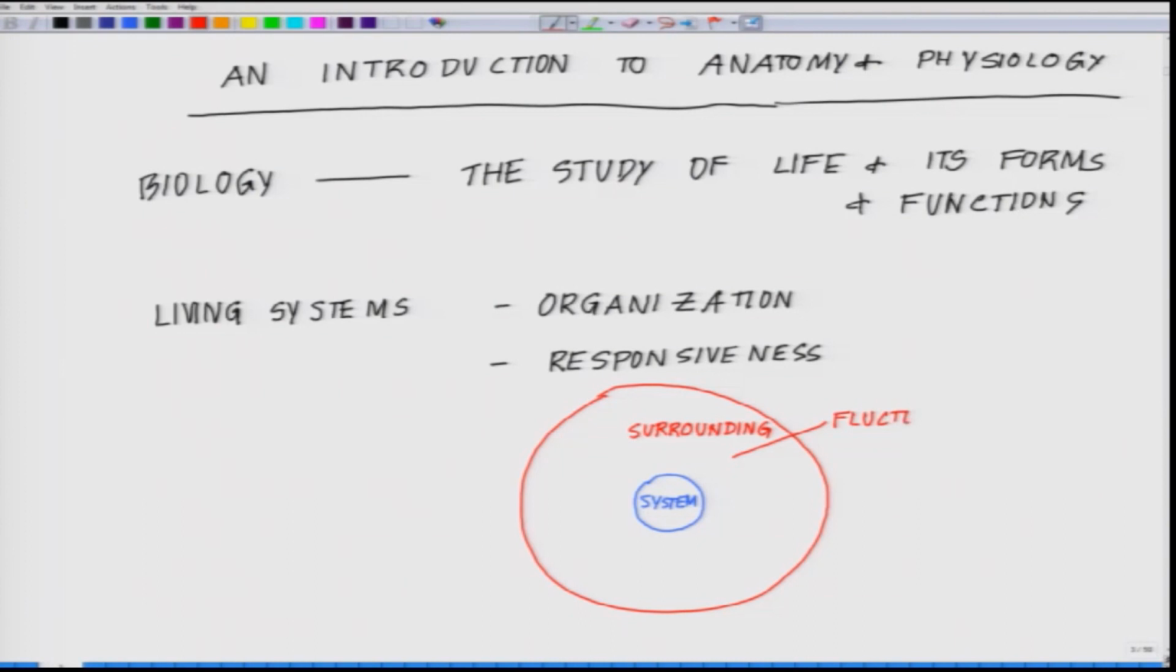Fluctuations in terms of, as I mentioned, temperature, pressures, environmental fluctuations or natural fluctuations. So these fluctuations are sensed by the system, and the system within itself recalibrates its status. What does that mean? It recalibrates.